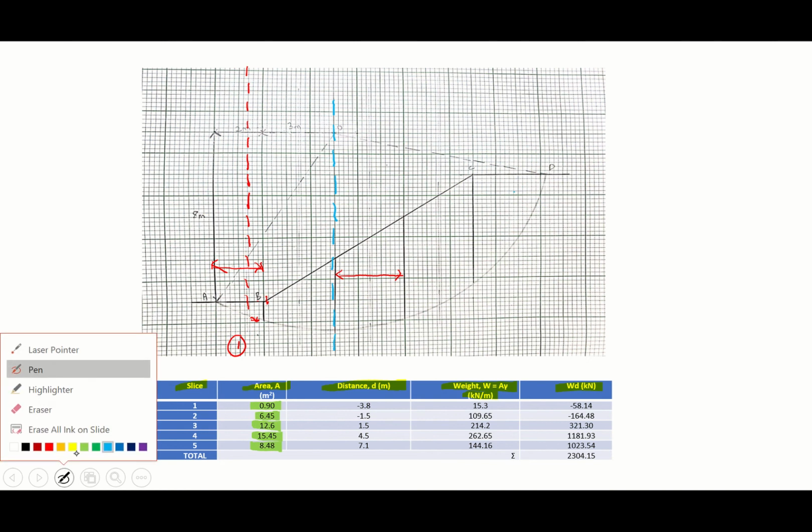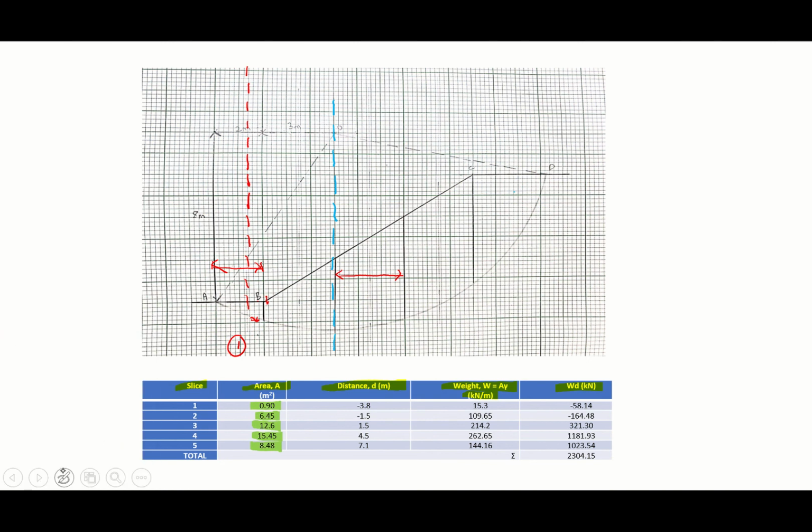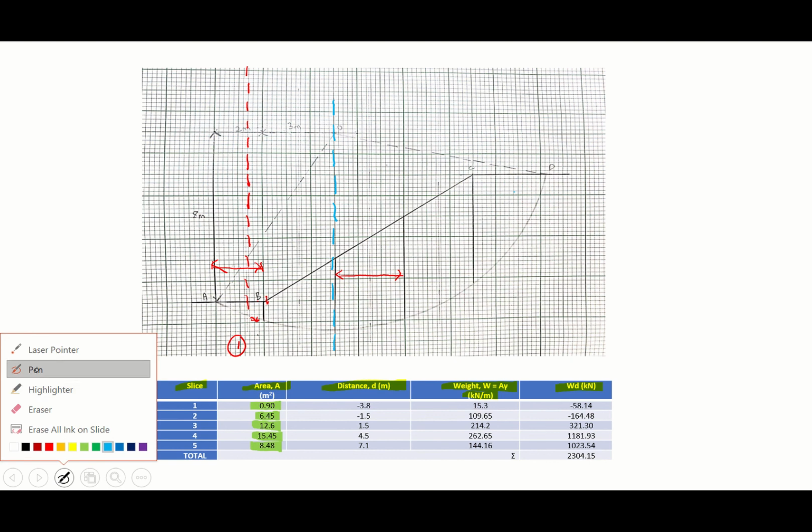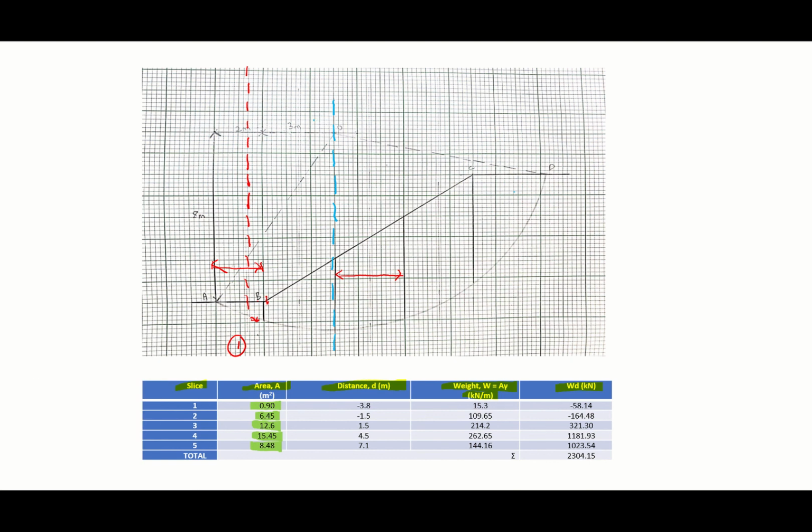To determine D for slice number 1, we need to use the measurement from the centroid to the line. That will be D1, referring to your slice number 1. And that D1, because it is from the centroid to the left, takes a negative value. From that, you read the measurement; the distance is about 3.8 meter.